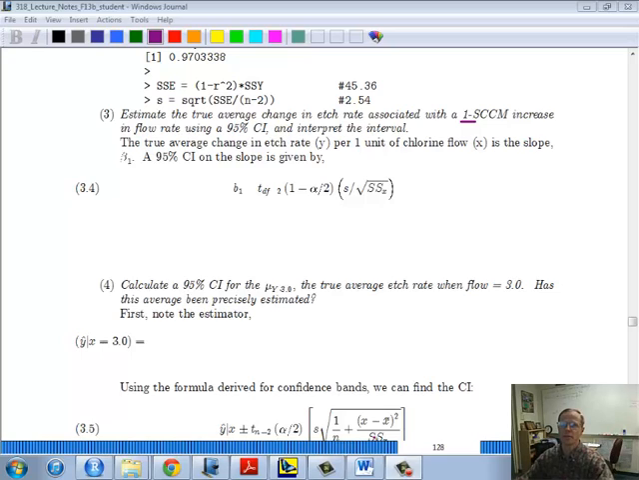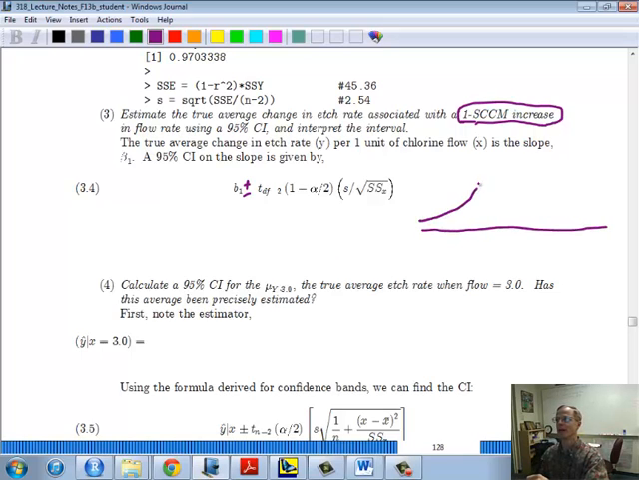Next up: estimate the true average change in etch rate associated with a 1 unit increase in flow rate using a 95% confidence interval and interpret the interval. This question perhaps isn't the best worded, but when we talk about a 1 unit increase, we're talking about the slope. So this question could be reworded to say, estimate a confidence interval for the slope. That's what we want. Okay, if that's the case, then our slope is B1, and we're going to use the usual confidence interval formula.